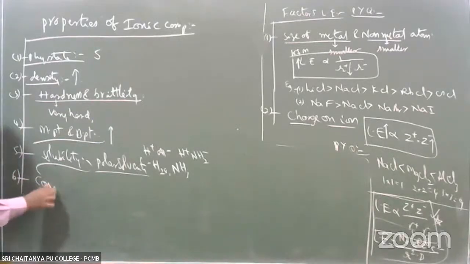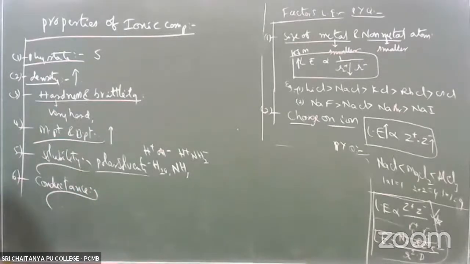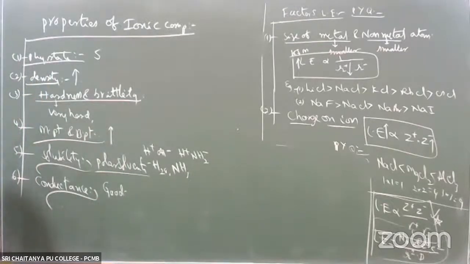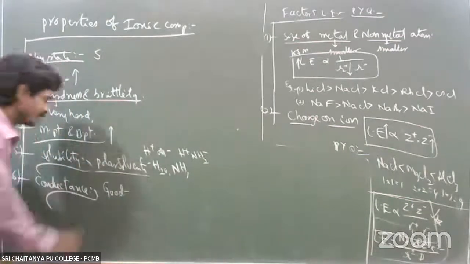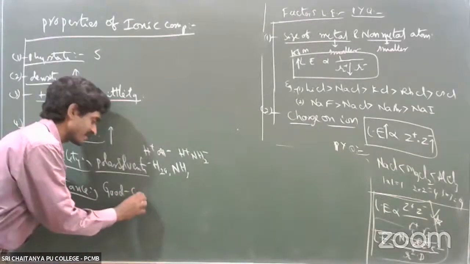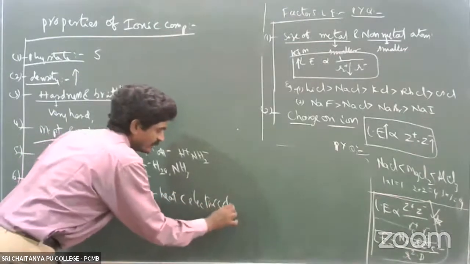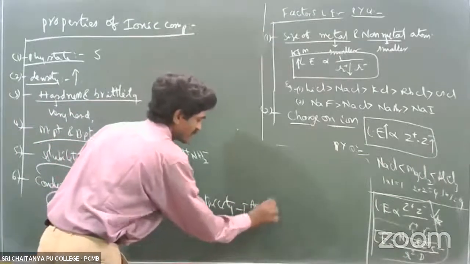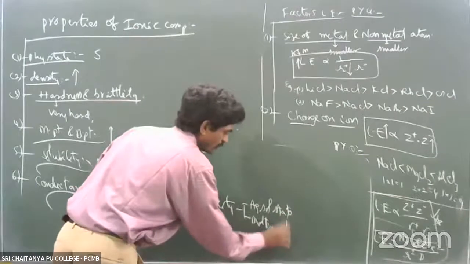Another property is conductance. Ionic compounds act as good conductors of heat and electricity. But here is one important thing: in which state? In aqueous solution state and in molten state.